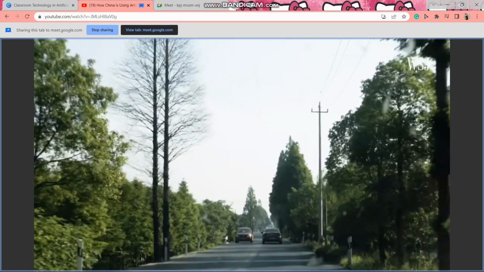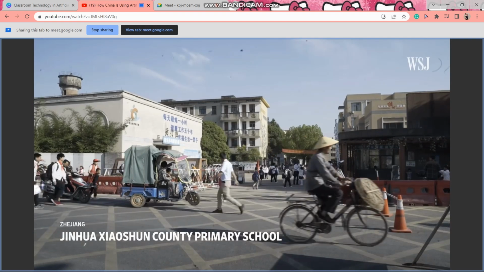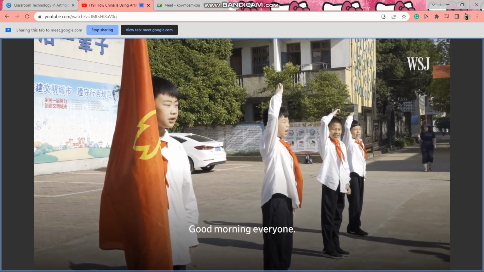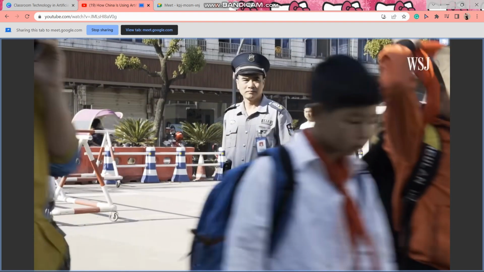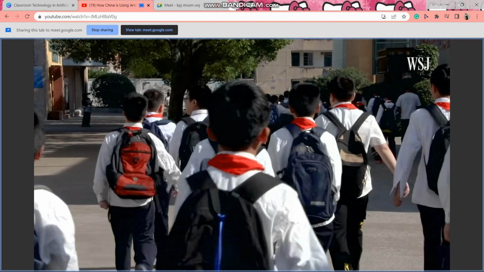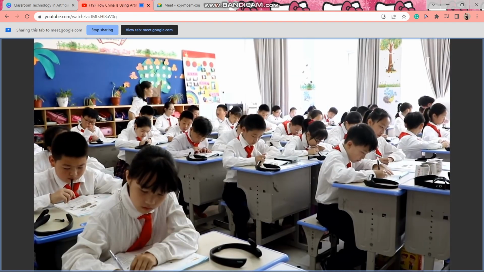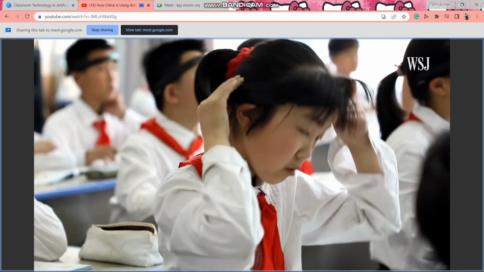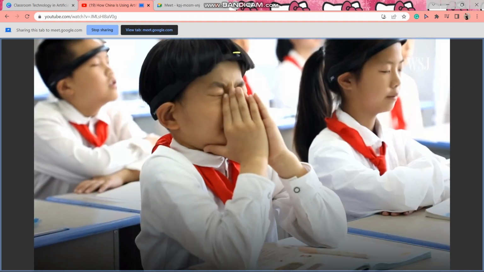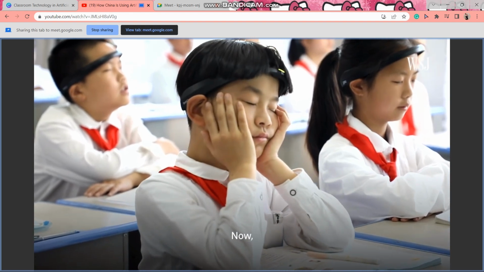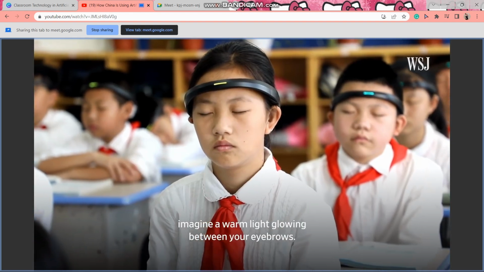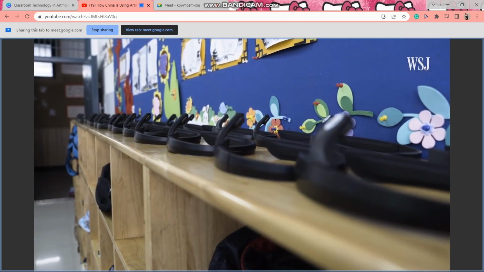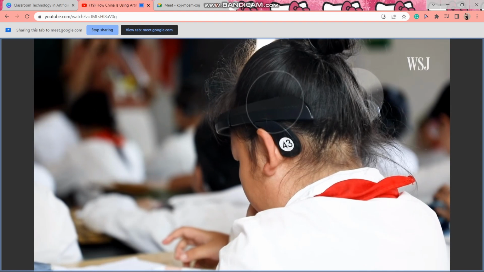We got exclusive access to a primary school a few hours outside of Shanghai, to see firsthand how AI tech is being used in the classroom. For this 5th grade class, the day begins with putting on a brain wave sensing gadget. Students then practice meditating.